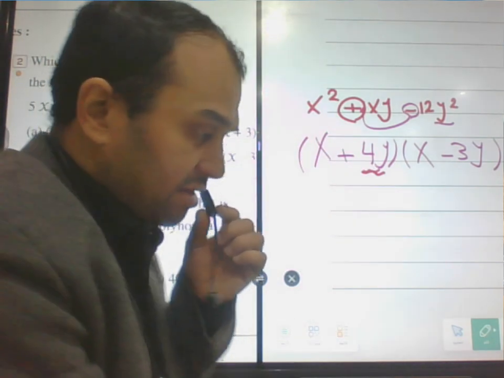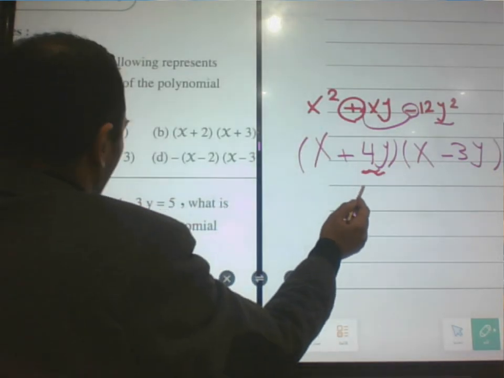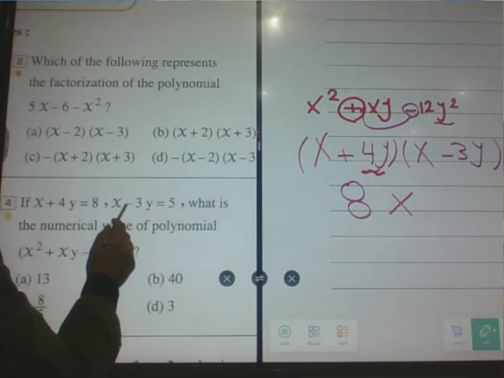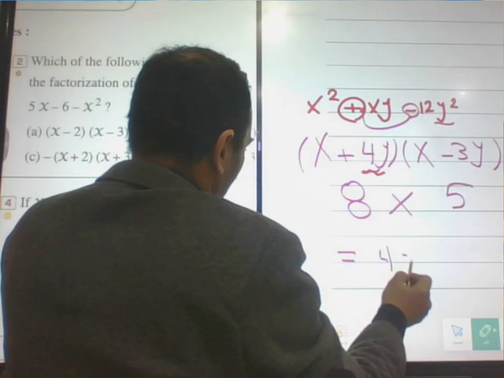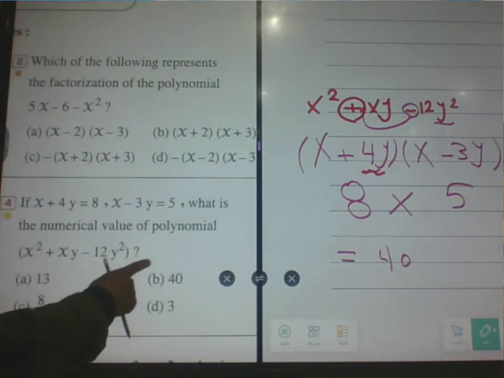Okay, understood? Same. The value of the first factor, x plus 4y, was 8, and the other factor, x minus 3y, equals 5. The value here is 5. Now 5 times 8 is 40. The result here will be 40. Choose letter B. Next question.